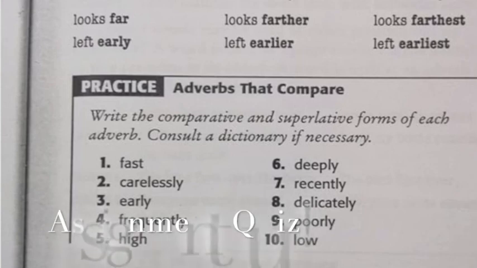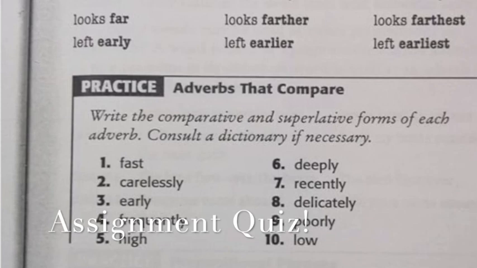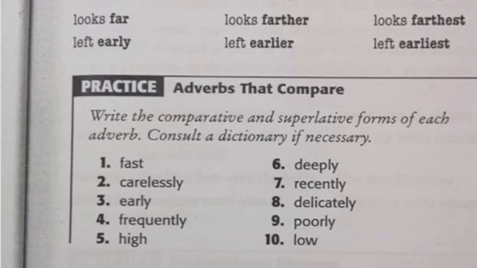Okay. So again, there is another exercise that you need to submit to me, and this is on page 119. The practice exercise on adverbs that compare. You will create a table. It has to be in table form: the positive, the comparative, and then the superlative form. So we have items 1 until 10: fast, carelessly, early, frequently, high, deeply, recently, delicately, poorly, and low.